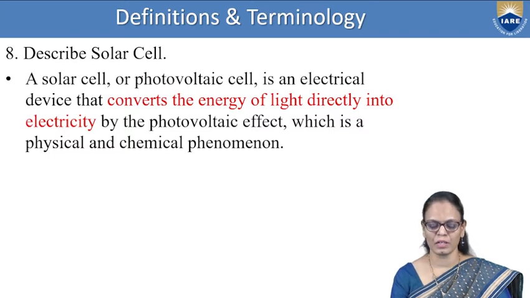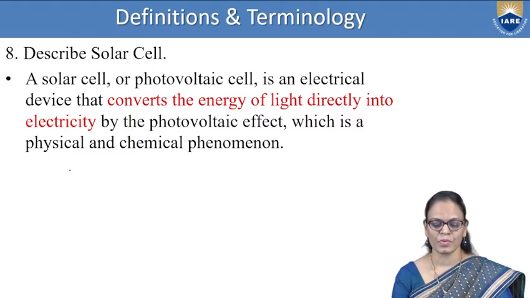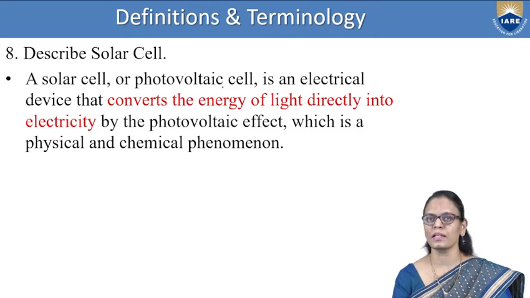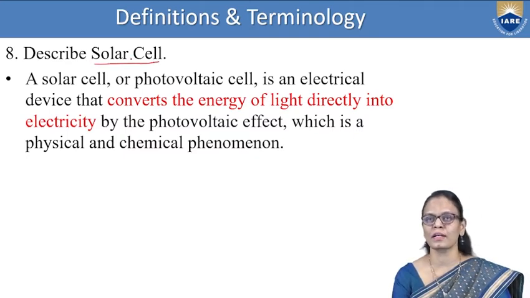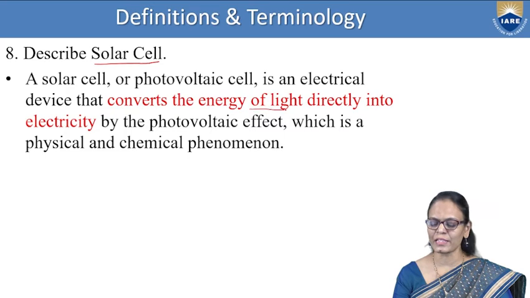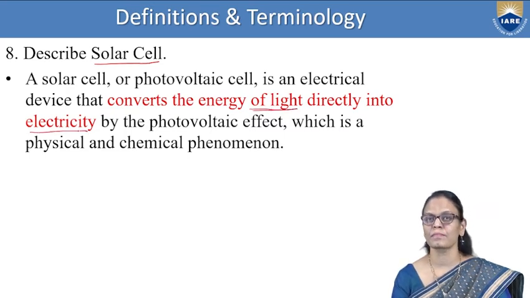Next, describe a solar cell. A solar cell, or a photovoltaic cell, is an electrical device that converts the energy of light into electricity by the photovoltaic effect. So, in a solar cell, what is the phenomenon that is occurring? Conversion of light energy into electrical energy, which is a physical and a chemical phenomenon. This conversion process is both physical as well as chemical. We call a cell which converts light into electrical energy by the photovoltaic effect a solar cell.